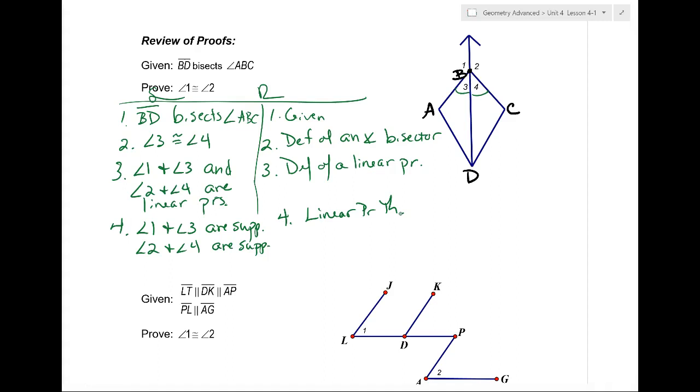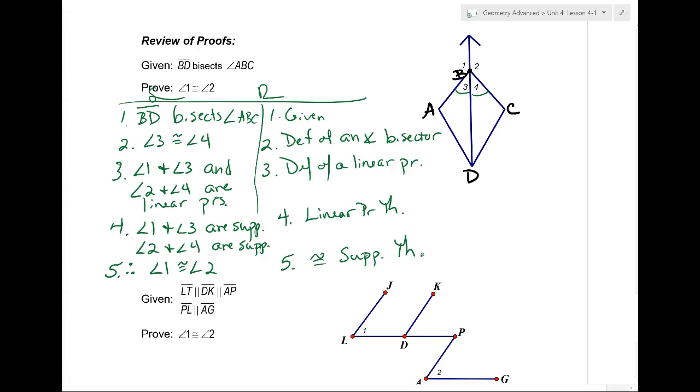I want to repeat a theorem to you and see if you remember what it's called. If two angles are supplementary to the same angle or congruent angles, then they are congruent to each other. This time, instead of the same angle, they're supplementary to what type of angles? Congruent ones. This is just the congruent supplements theorem. So therefore I know angle 1 is congruent to angle 2 by the congruent supplements theorem. That theorem is really handy.